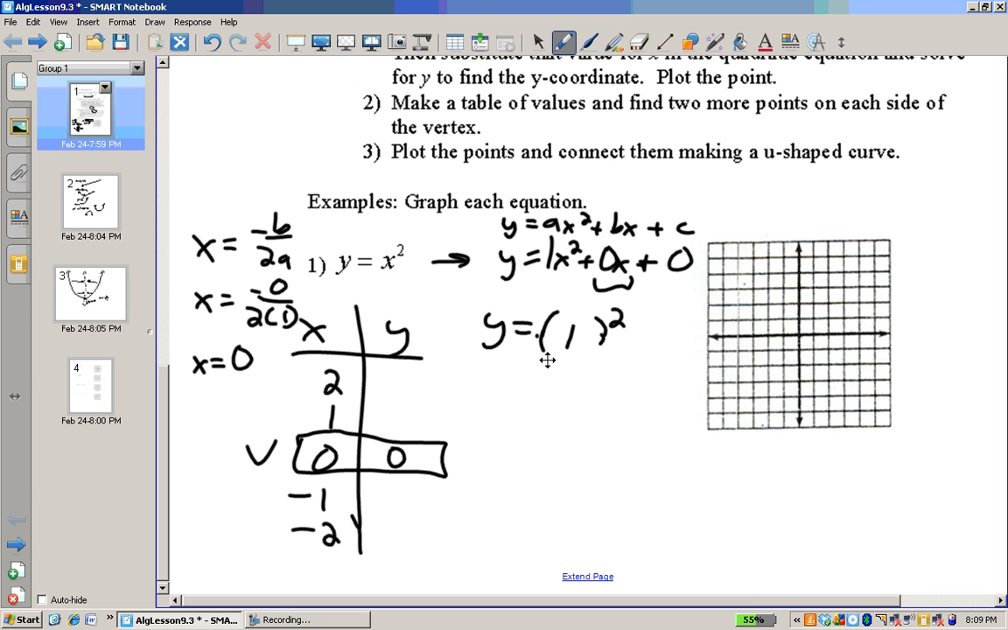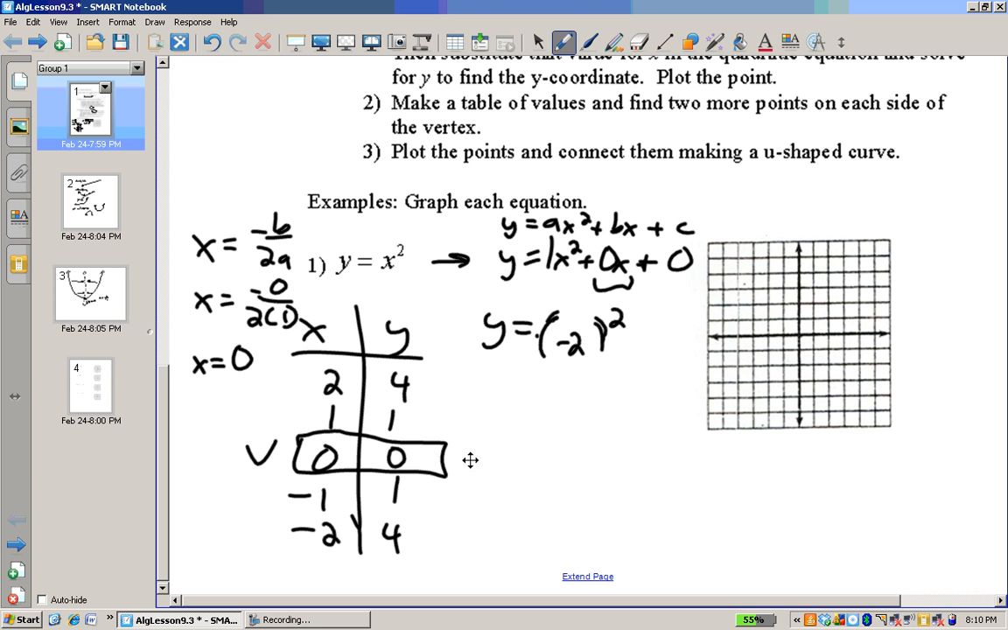1 squared is 1. 2 squared is 4. Put a negative 1, and remember, it's in parentheses. That's very important. That means that there are two negatives. Negative 1 times negative 1 is positive 1. And negative 2 times negative 2 is positive 4.